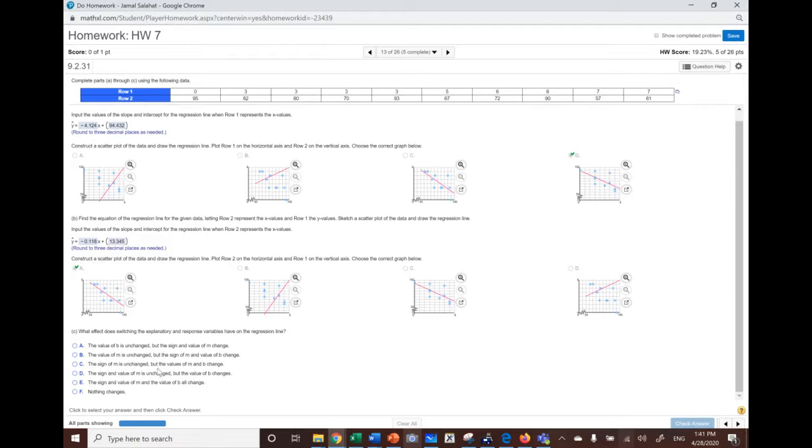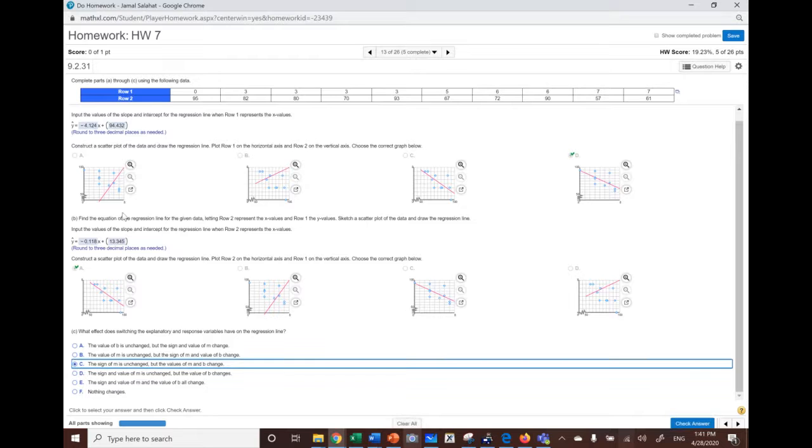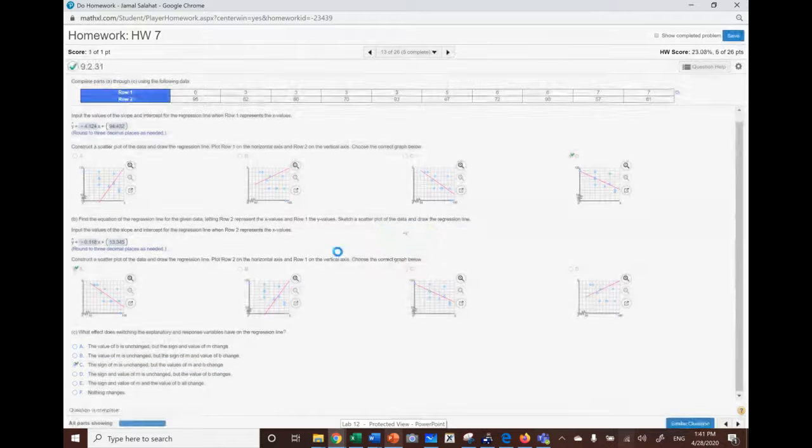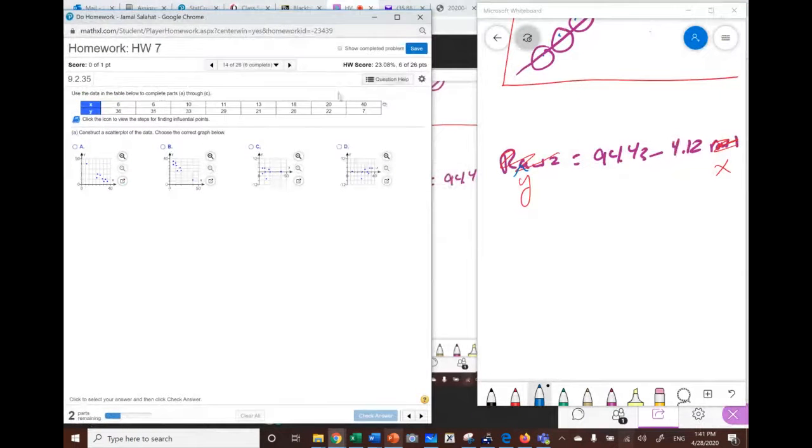It's negative. But what about part C? The value of M and B changed, and that is true. So this is the correct answer. The sign did not change, negative, but the values did change. So I don't have to continue with this. I'm going to check my answer, and it's a correct answer. So that is the answer to this problem, which is number 14.